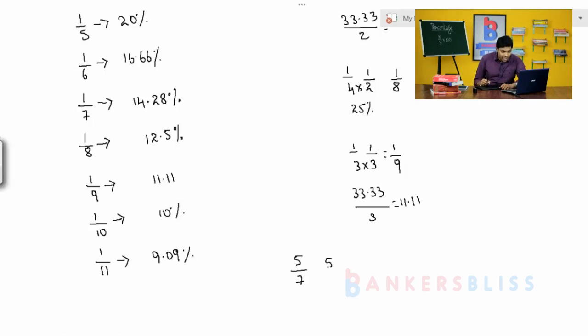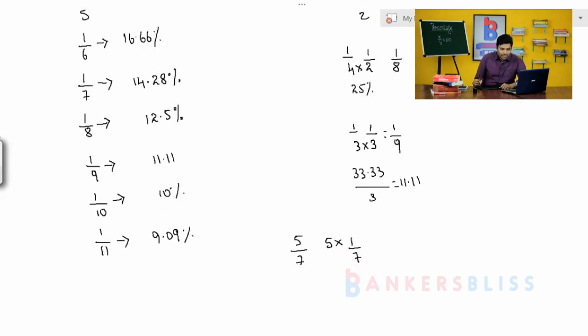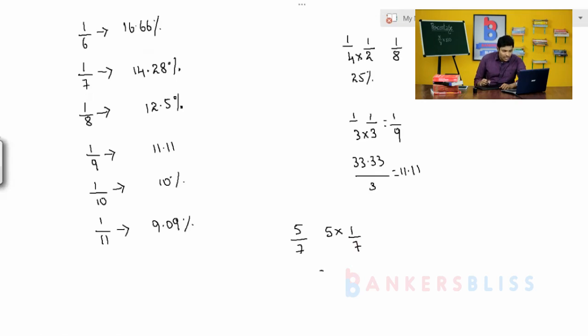This can be written as 5 into 1 by 7. So what is the percentage value of 1 by 7? It is 14.28. So for 5 by 7, don't multiply by 100. Instead, do 5 into 14.28. After simplification you get the value. 8 5s are 40, 4 carry over, 5 2s are 10 plus 4 is 14, 1 carry over, 5 4s are 20 plus 1 is 21, 2 carry over, 5 1s are 5, plus 2 is 7.